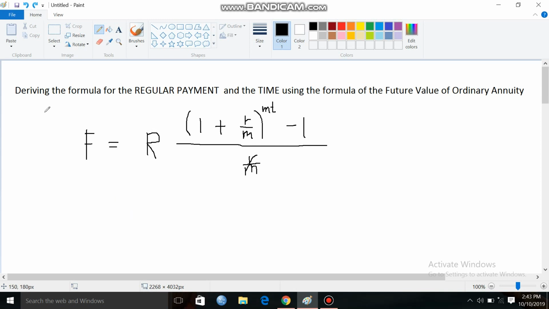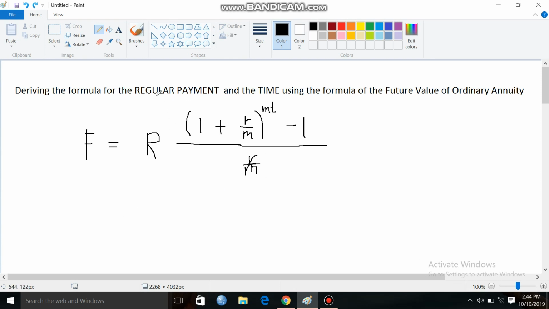So today we'll be discussing the derivation of the formula for the regular payment and the time of the future value of an ordinary annuity. For instance, if we have a formula, we can make use of it and derive a new formula for a specific variable. In this case, this is the formula for the future value of an ordinary annuity. Then we can use it to derive the formula for the regular payment and also for the time.